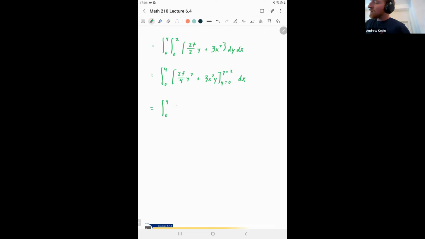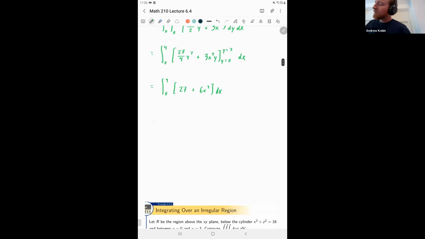So let's just wrap this one up together. If I plug in y equals 0 everywhere, you get 0, so we just need to plug in 2. And let's see, those cancel. 27 plus 6x squared. And now we're down to a single variable integral. I'll do this one for you, but in the future, I may leave these for you to do at the end, since this is really just review from single variable calculus.